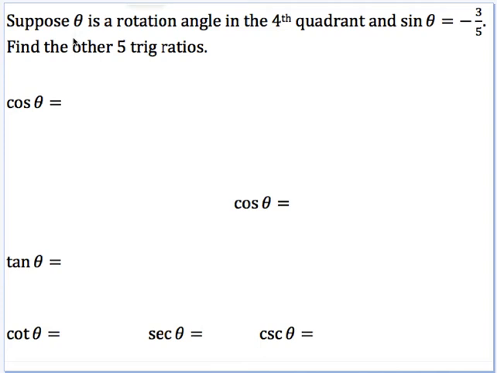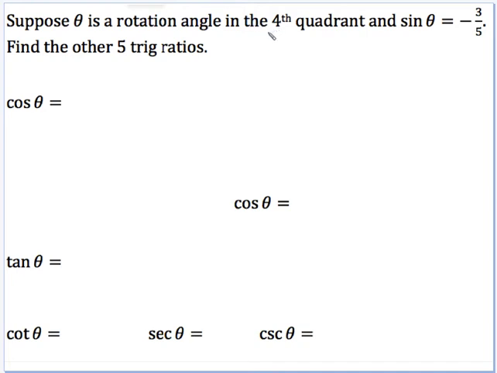Okay, so with this problem, this is several different problems on the test. Suppose that theta is a rotation angle in the 4th quadrant and sine theta equals -3/5. Find the other 5 trig ratios, okay? So this is going to be 5 different answers on the test. It is multiple choice.